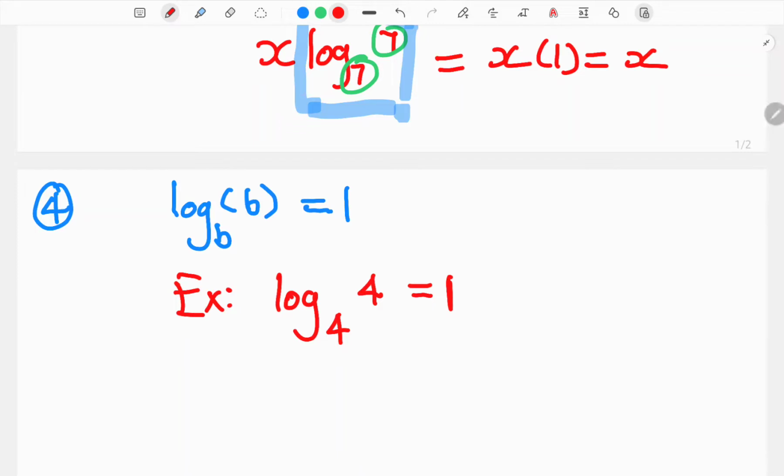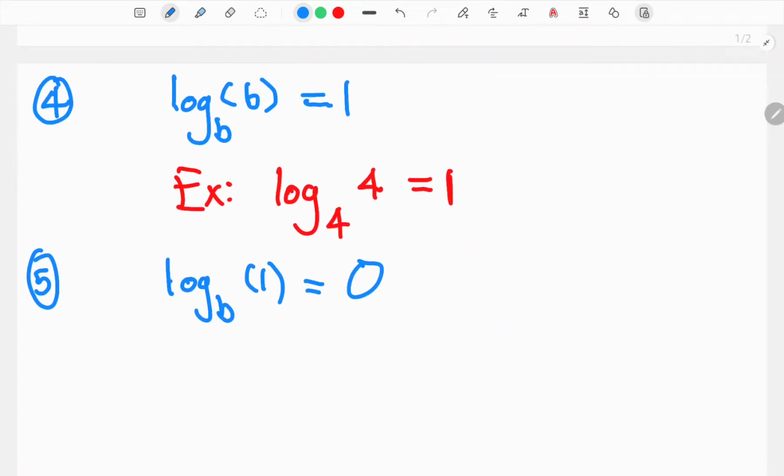So let's go to another law, law number 5. Oh, sorry, I want to use blue for these laws. Okay. So law number 5 says that if you have log base b and then you have 1 inside, it doesn't matter what the base is. The moment your inside is 1, your log is always going to equal 0.